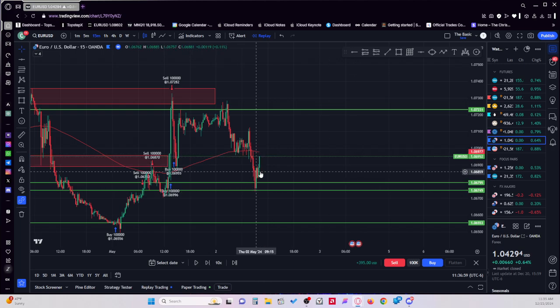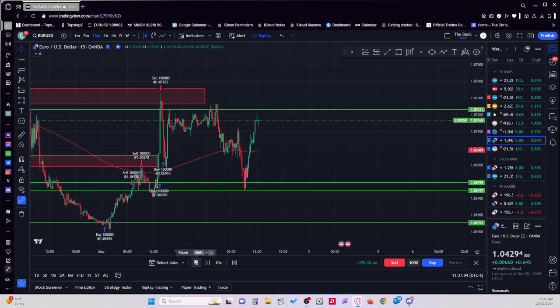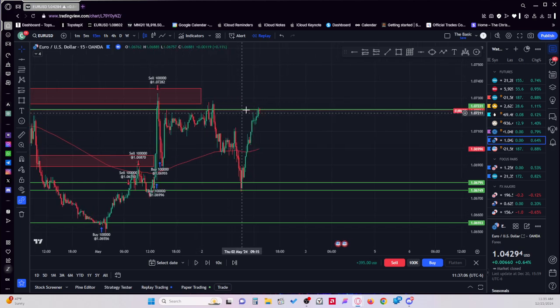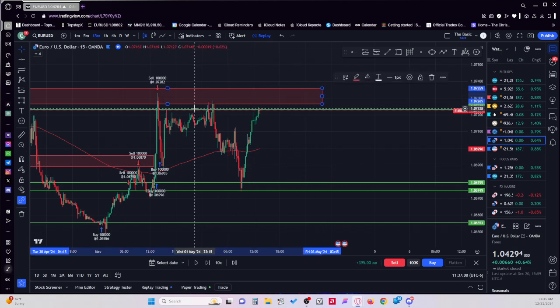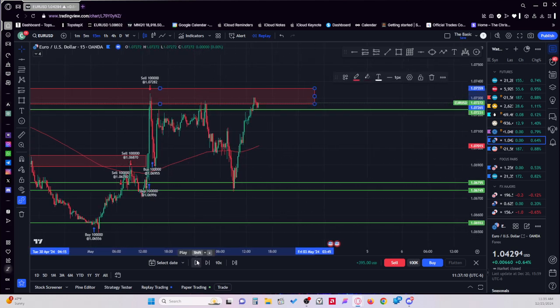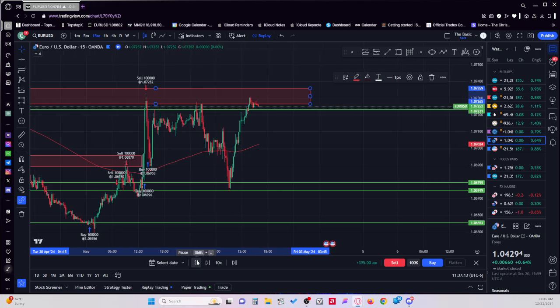So now, dang it. I was going to say we could enter here, but we missed the entry. It's just reality in trading, right? Let's see if it breaks this high up here, because it's been coming up here for a minute. Let's see. I think it's going to break it.